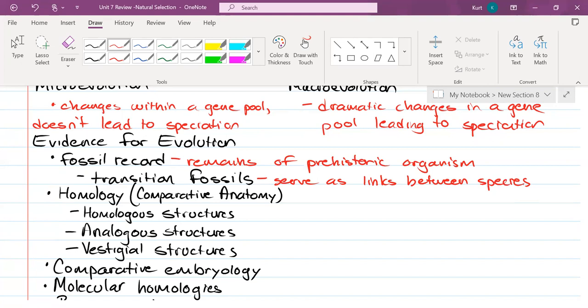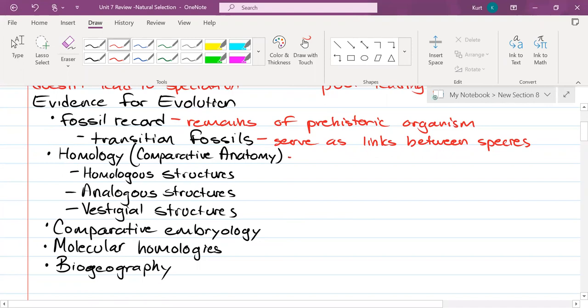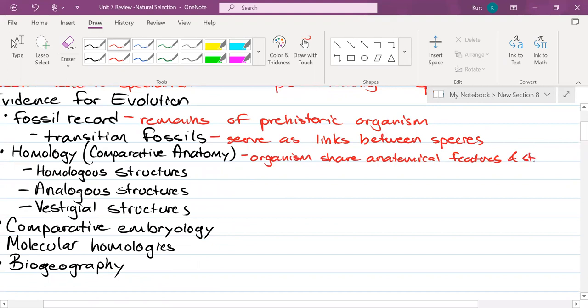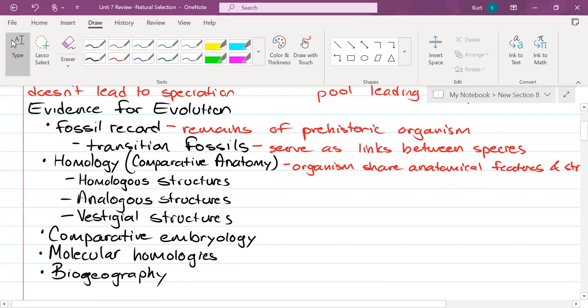We have comparative anatomy, where organisms share anatomical features and structures. When you take human anatomy, there's a reason that you dissect a cat, because they have comparative anatomy with us. We're both mammals. We have the same muscles. We have the same bones, the same organs. It's really almost identical. But comparative anatomy is comparing one species to another species and seeing how they have similar bones and organs and body structures.